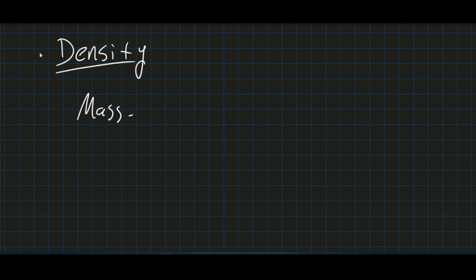Hey folks, we are focusing on density here. So, density is composed of two specific factors. We have mass, which we should remember is the amount of matter within an object.